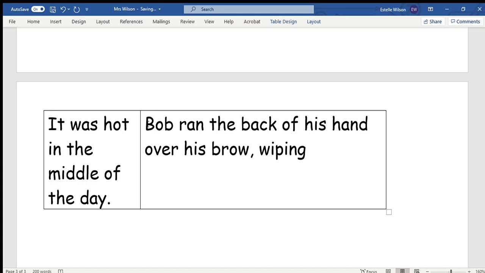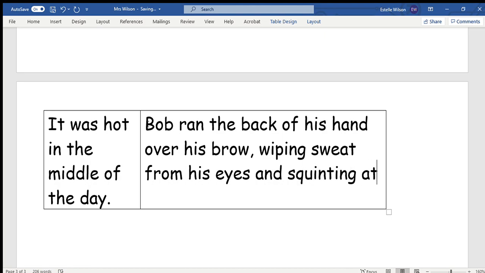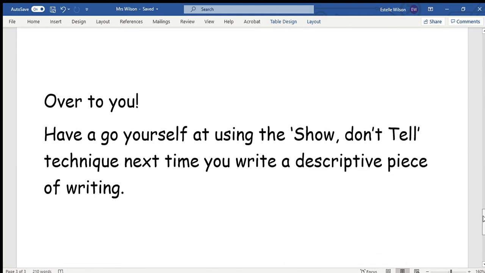Wiping sweat from his eyes. And if it's really hot, you might do this, squinting at the noonday sun. So instead of you telling me it was hot in the middle of the day, we have shown now Bob ran the back of his hand over his brow, wiping sweat from his eyes and squinting at the noonday sun. Okay, so we are showing that it was all of these things instead of actually just telling the reader.